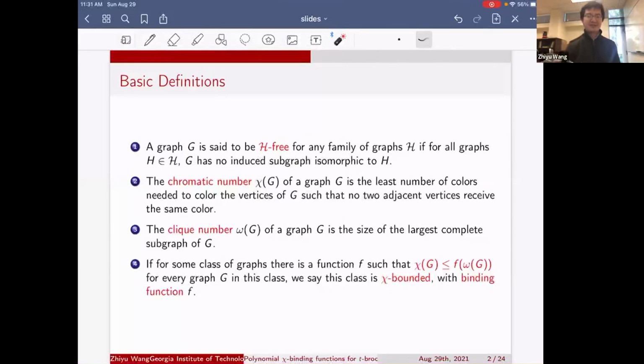We know the chromatic number is lower bounded by the clique number, and then the question is, can we upper bound the chromatic number by a function of the clique number? If for some graph class there is such a function f, where chi of G is upper bounded by f of the clique number, then we say this graph class is chi-bounded, and we call f the binding function of that graph class.